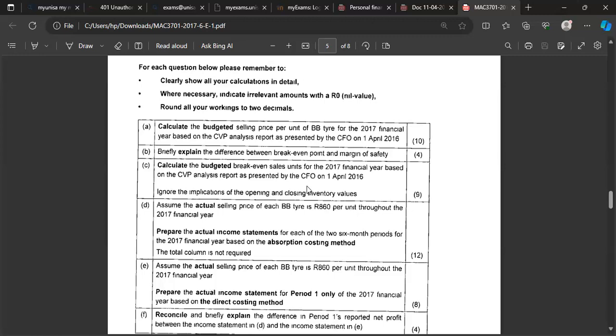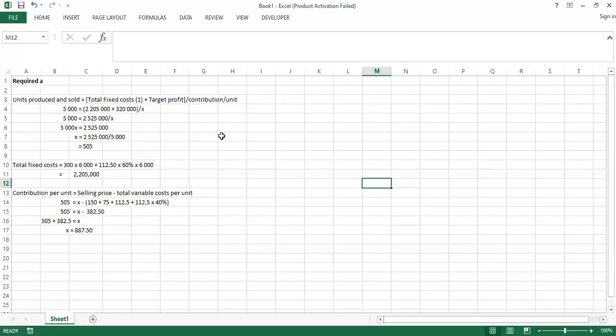Can I ask, from the previous question, is it wrong if you take a profit? Because they're asking for the selling price per unit. So if you take the profit, like the one that is given, which is 320, and then you work from there, and then you add the variable cost to get to the selling price, will it be wrong if you use that method? I'm not so sure.